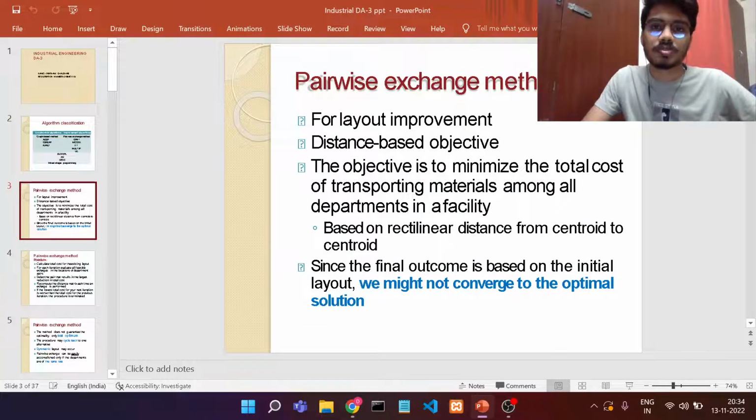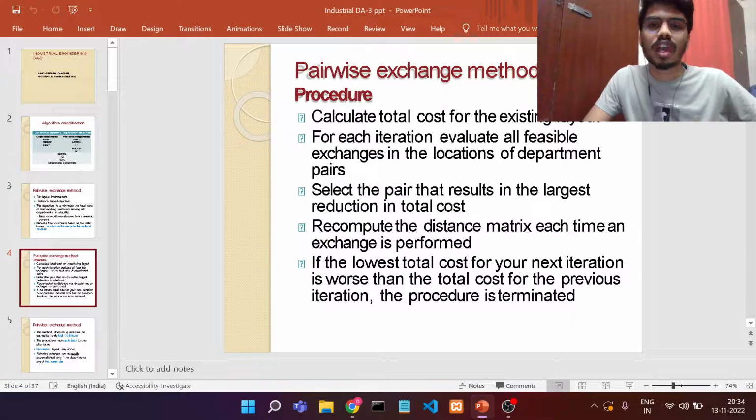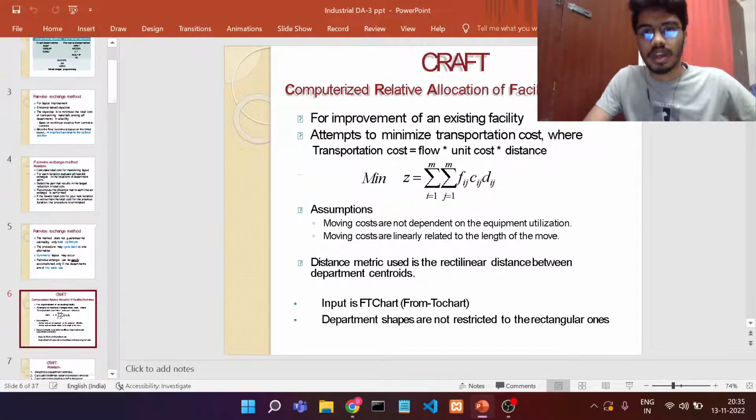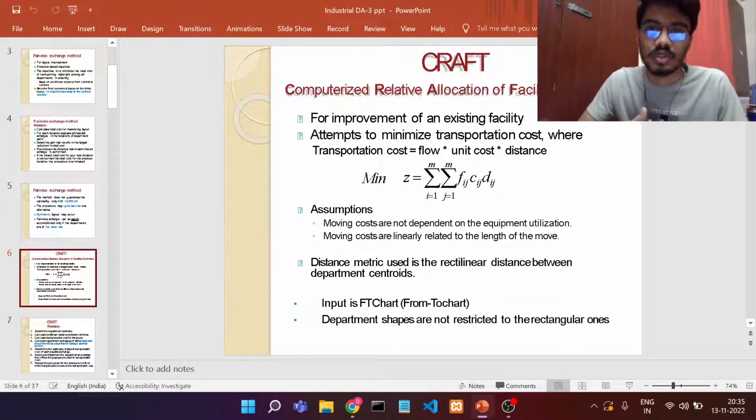So let us discuss what the pairwise exchange method is. Basically, it is used for layout improvement and it is a distance-based objective. The procedure is to calculate the total cost for the existing layout. For each iteration, evaluate all feasible exchanges in the locations of the department pairs. Select the pair that results in the largest reduction in the total cost. If the lowest cost for the next iteration is worse than the total cost of the previous iteration, the procedure is terminated. And so here we are to discuss CRAFT.